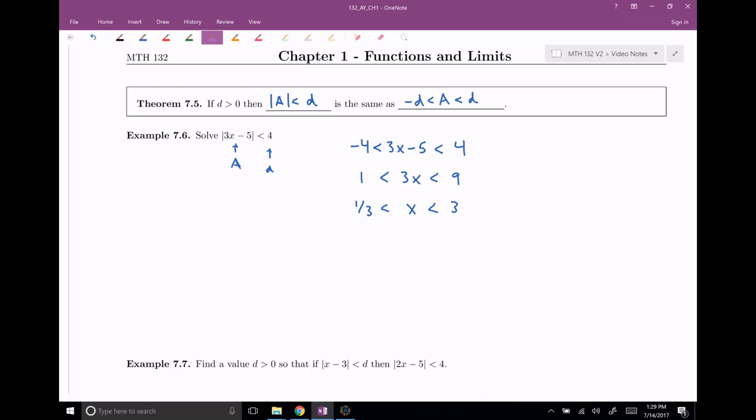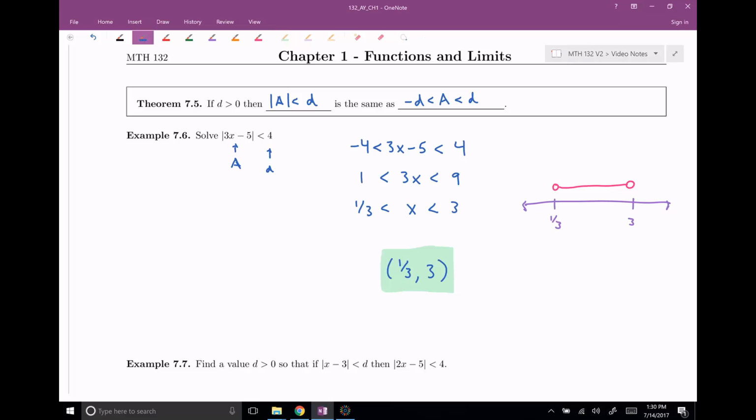And again, we could go ahead and graph it out on a number line. So here's 3, and here's 1/3, for instance, and it would be all of the x values in between here. We could also write it in interval notation. So all the way down to 1/3, but not including it, and then all the way up to 3, but not including it. So in this class, we're going to submit our answers in this interval notation here.